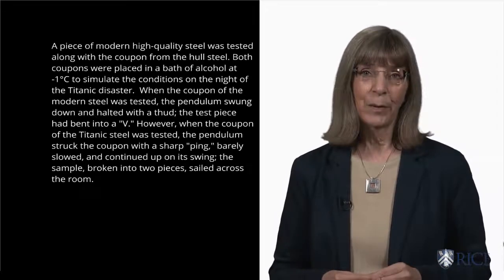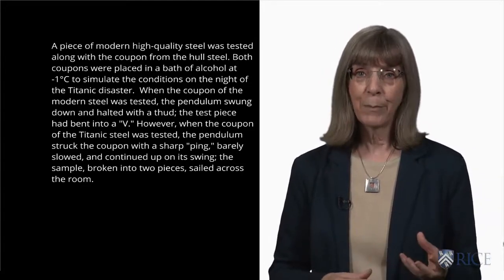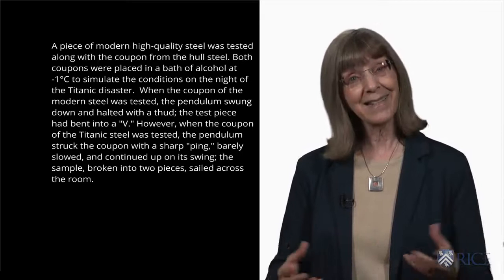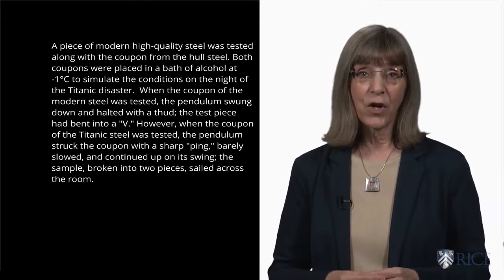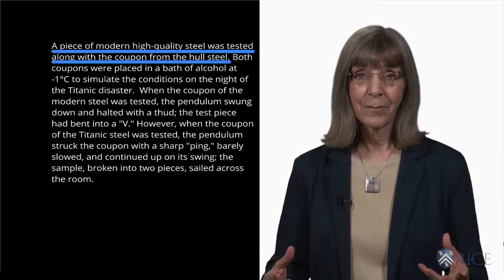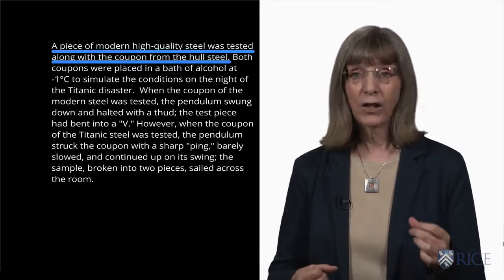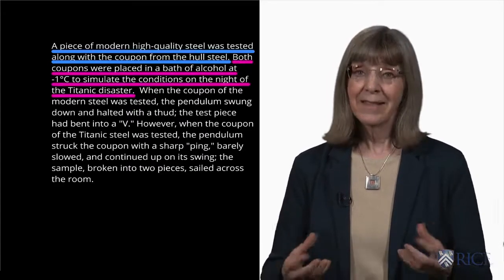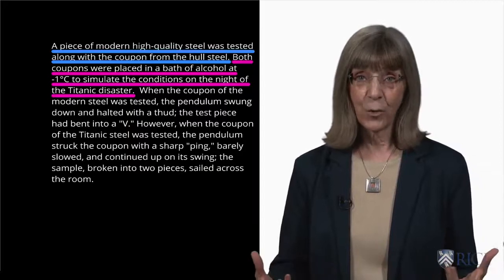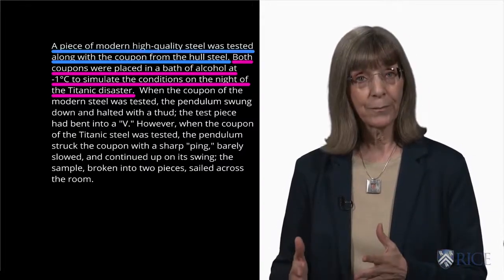In this example, the writer is comparing two types of steel: a sample of modern steel and a sample taken from the Titanic. This paragraph starts with the topic sentence. A piece of modern high-quality steel was tested along with the coupon from the Hull steel. The next sentence elaborates on the situation by explaining the test that was performed.